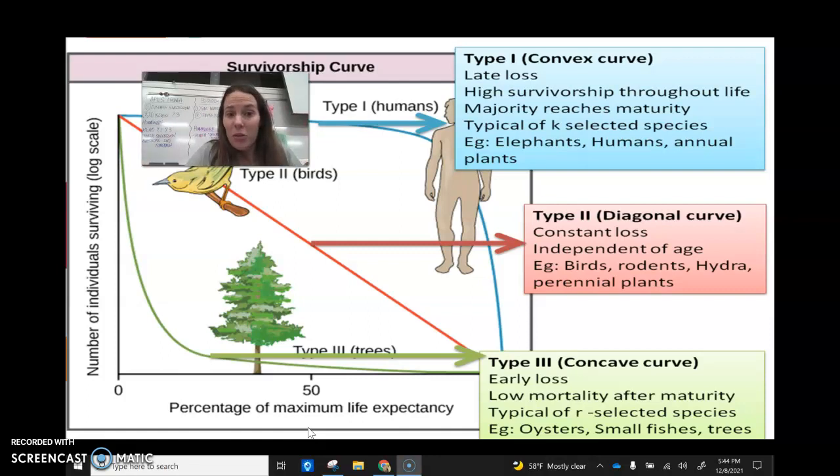Carrying capacity, so there is a certain number of organisms an ecosystem can support. That's the carrying capacity. We have too many, we're going to overshoot and it's going to die off. It will eventually level back out again, okay? And then R versus K, know the difference between R selected versus K selected, and then these 3 survivorship curves.